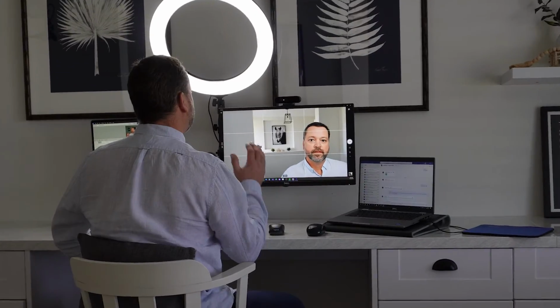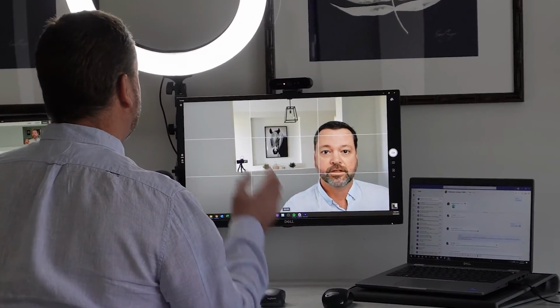So the main message here is try and be on screen as much as possible, particularly early on in your course, and train yourself to look right down the lens of the camera.